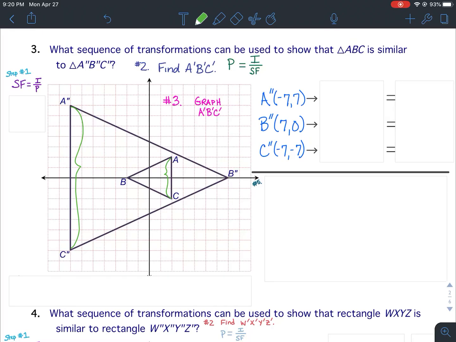Transformations Review question number 3. What sequence of transformations can be used to show the triangle ABC is similar to triangle A double prime, B double prime, C double prime?